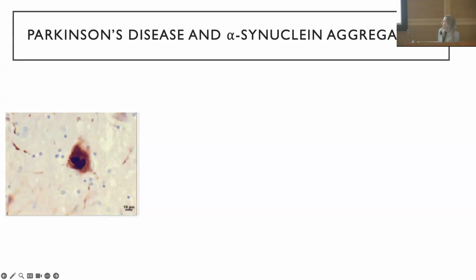Since I'm talking to a cardiac audience, some of you may not be that familiar with the pathophysiology of Parkinson's disease. If you aren't, PD is caused by neurodegeneration that occurs secondary to deposition of toxic protein aggregates in various organs, primarily in the brain. These deposits are called Lewy bodies.